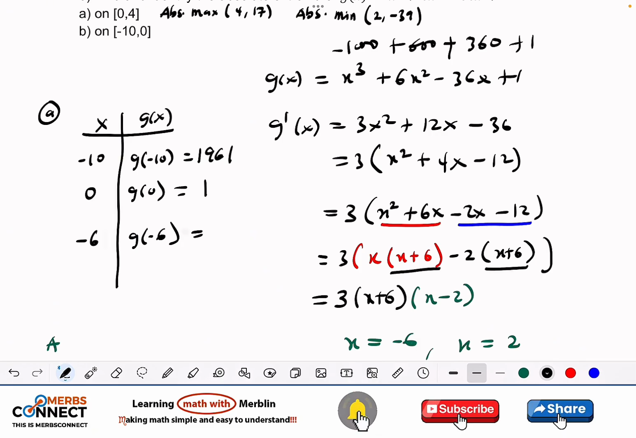So 6 times 6 times 6. When I plug in minus 6, guess what I'm going to get? Let me just go back again. The 1000 should be minus, yes, I think so. It should be minus 1000. So it should be 600 plus 360 plus 1 minus 1000. Good. So it should be minus 31. It's good that I found out.